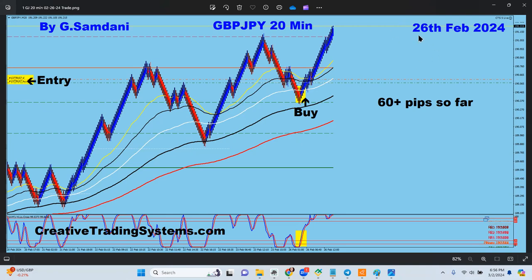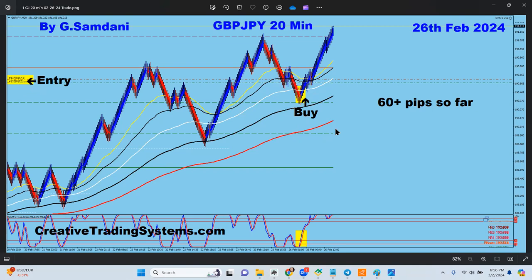The week started on February 26th, and this is where I started. Pound yen 20-minute long setup and 60 pip buy orders right there. On all the trades taken, you will see that my entry is marked with a yellow mark, buy or sell, and SL moves to break even plus. Buy is like this, and sell is just the opposite.